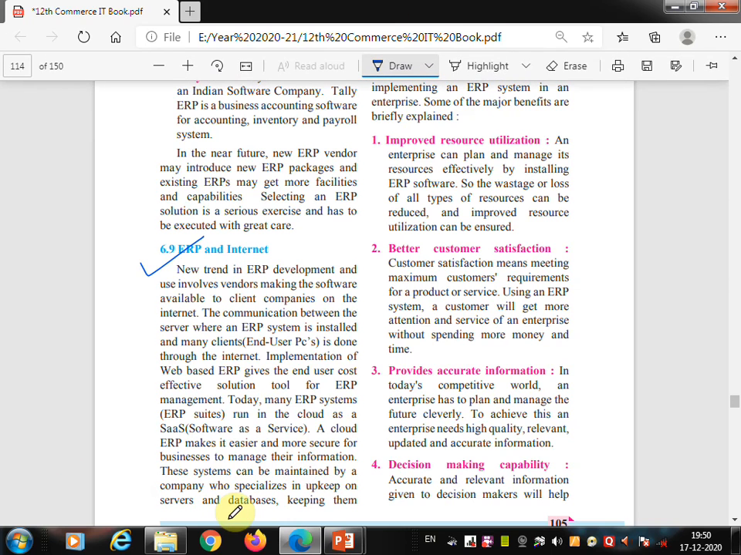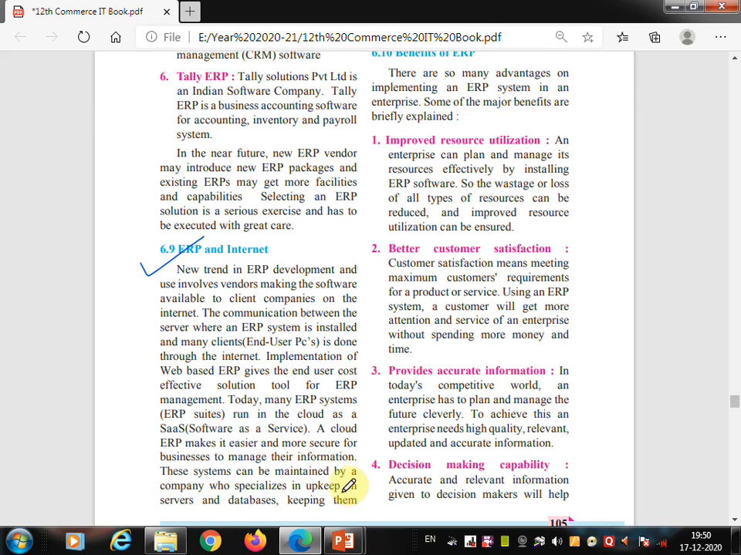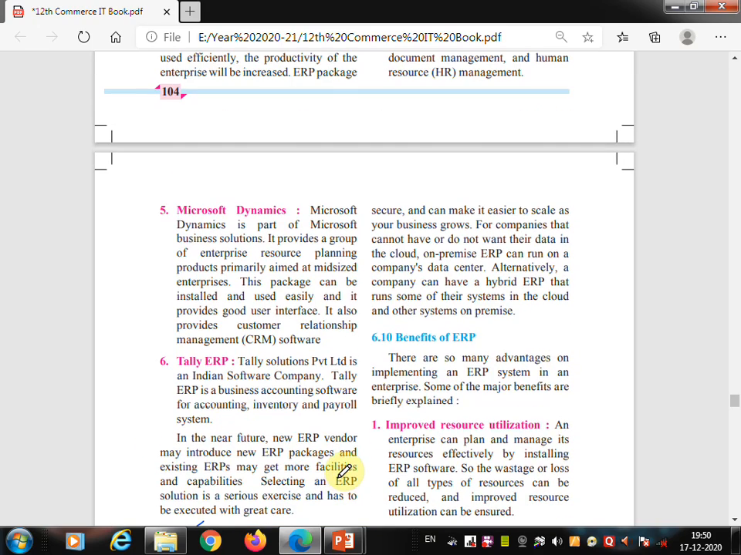Today many ERP systems run in the cloud as software as a service, that is called SaaS, software as a service. A cloud ERP makes it easier and more secure for businesses to manage their information, and this system can be maintained by a company who specializes in upkeep of servers and databases, keeping them secure and making it easier to scale as your business grows.